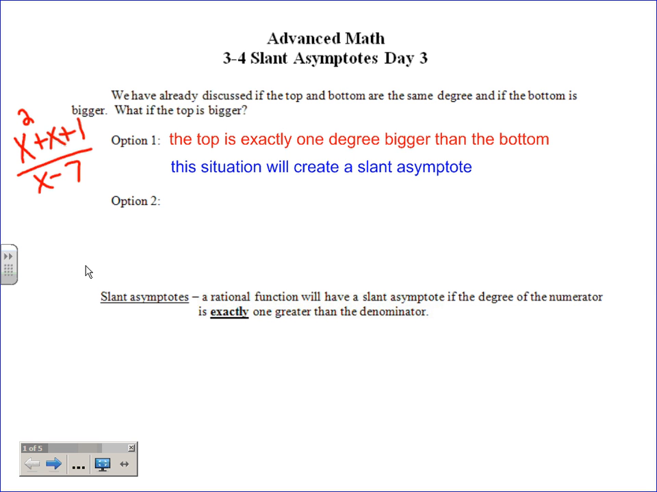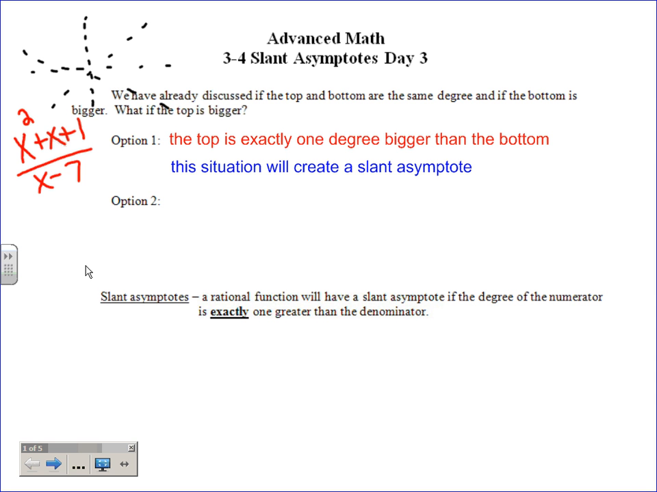So far we've only had vertical asymptotes, which obviously vertical means straight up and down like that. And horizontal asymptotes are those. So a slant asymptote is basically every other possibility of that line. Perhaps that slant asymptote does something like that, or maybe it goes through here like this. So there you can see why they came up with the name of a slant asymptote. It just has a tilt to it. It's not vertical or horizontal. So that's option 1. The top is exactly 1 bigger.